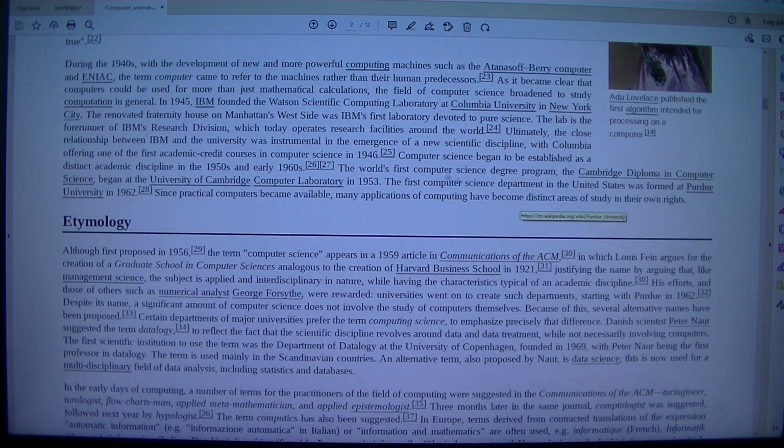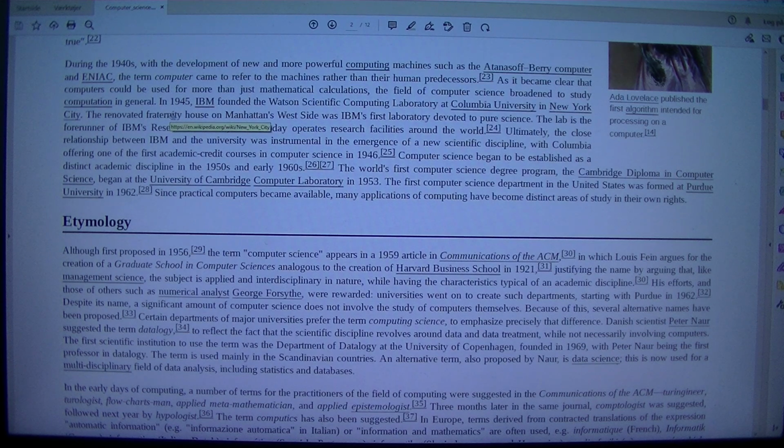During the 1940s, with the development of new and more powerful computing machines such as the Atanasoff-Berry computer and ENIAC, the term computer came to refer to the machines rather than their human predecessors. As it became clear that computers could be used for more than just mathematical calculations, the field of computer science broadened to study computation in general.